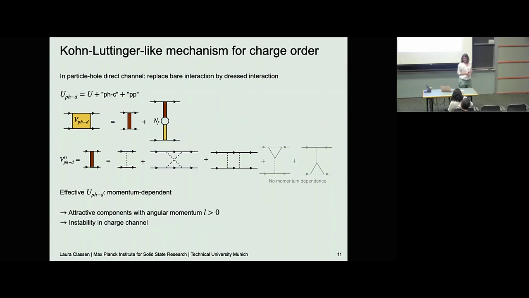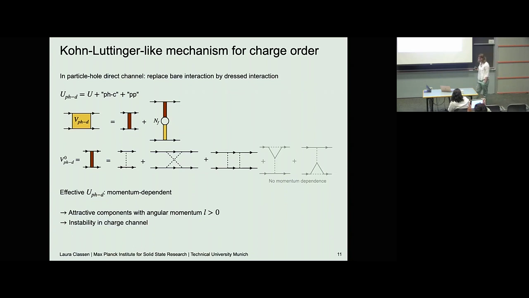And now we do the same thing, just in the charge channel. So again, we look at our RPA screening diagrams, and now we correct the bare interaction by fluctuations, which now come from the crossed, so spin fluctuations, and pairing fluctuations, the particle-particle channel. So this would be these two diagrams.